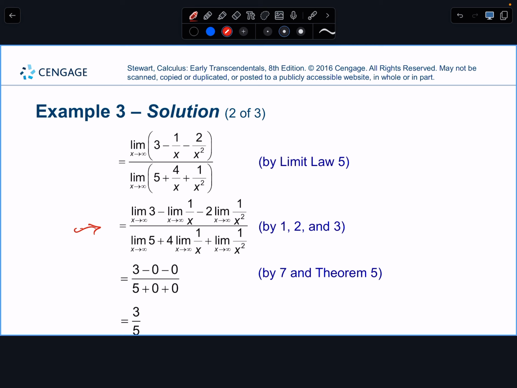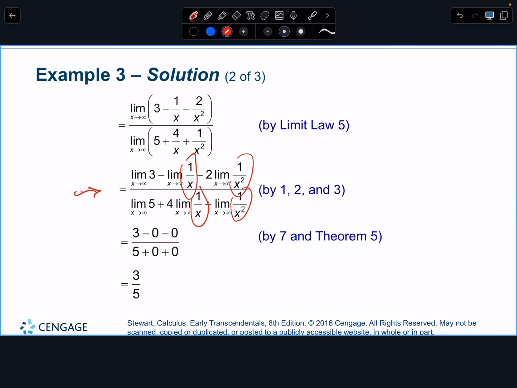And so here, remember when I talked about 1 over x is going to be a big deal. And 1 over x to the r, 1 over x to any power, what we just saw, all those are going to become 0 as x goes to infinity. So everything I've circled, all those limits are going to become 0. The only things that are not are the constant functions, 3 and 5.